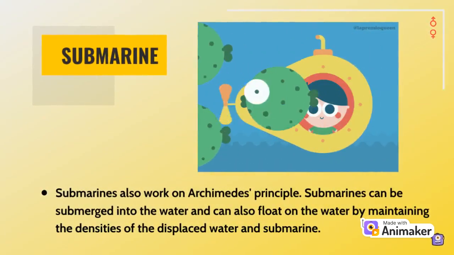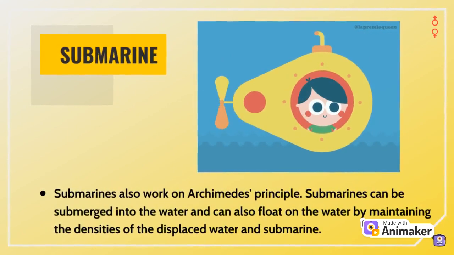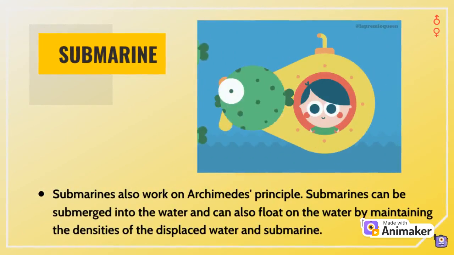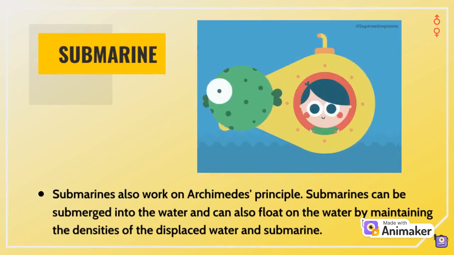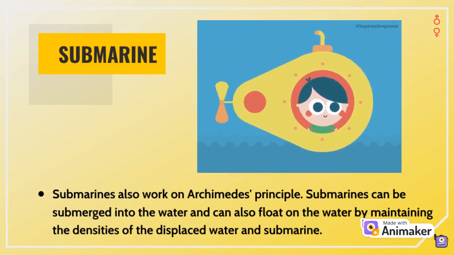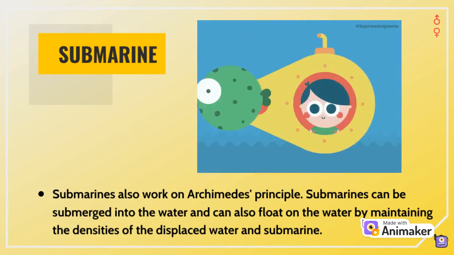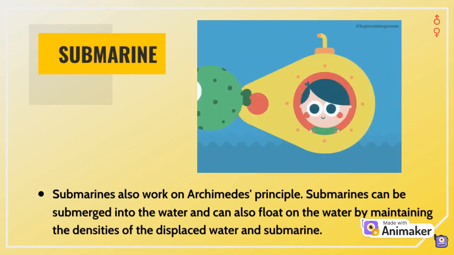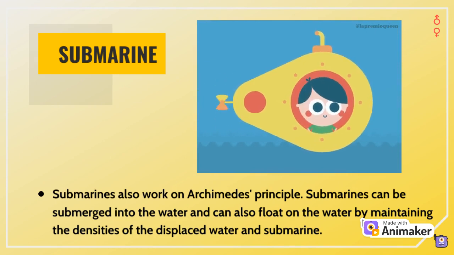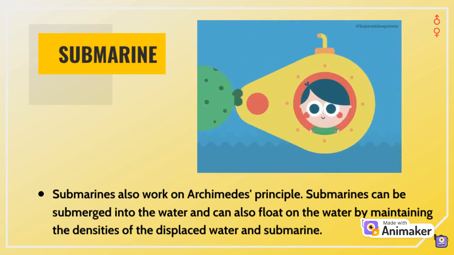Other than that, submarines also work on Archimedes' principle. Submarines can be submerged into the water and can also float on the surface of the water by maintaining the densities of the displaced water and the submarine. These densities are maintained by two important components present in submarines, that are the compressed tank and the ballast tank.